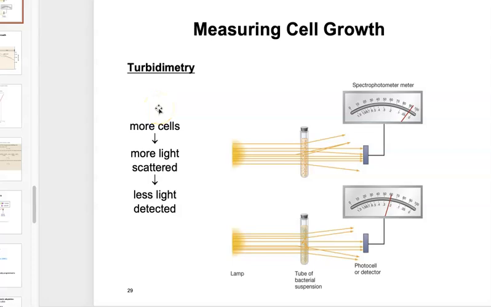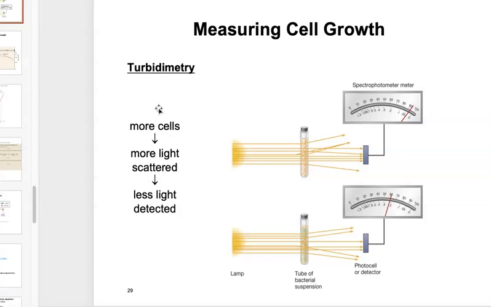So one of the ways we'll measure growth in the laboratory is through turbidimetry using a spectrophotometer, but we'll also use the tried and true plating method, viable plate counts. And so we'll actually be able to combine these as well, the cell growth through turbidimetry and then cell growth through viability assays like plate counting.